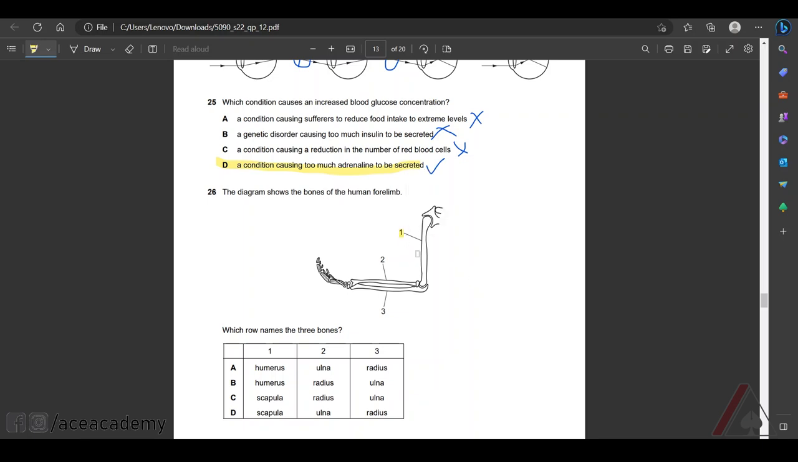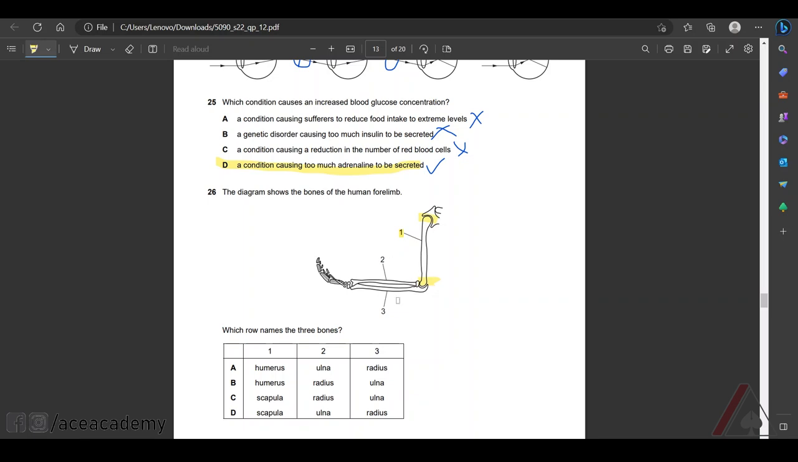Well, this is easy, because one of the easiest ways to identify the humerus is by the ball and socket joint at the shoulder, which we can see right here, and the hinge joint at the elbow. The humerus is involved in both these joints. So as we can see, this bone, number 1, is involved in a ball and socket joint and a hinge joint over here. We can safely assume that number 1 is the humerus.